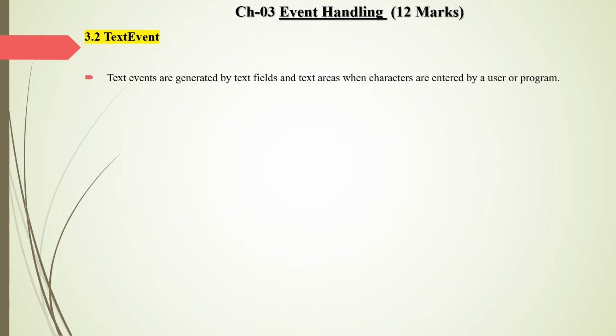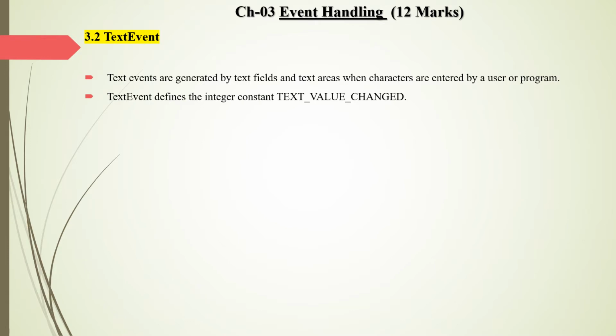So let us start first with the text event. As we saw in the first and second chapters, there are two text components, text field and text area. So this event class, the TextEvent class, is related to text field and text area. The first point is that text events are generated by text fields and text areas when characters are entered by a user or programmer. So as a character is entered in a text field or text area, the text event is generated.